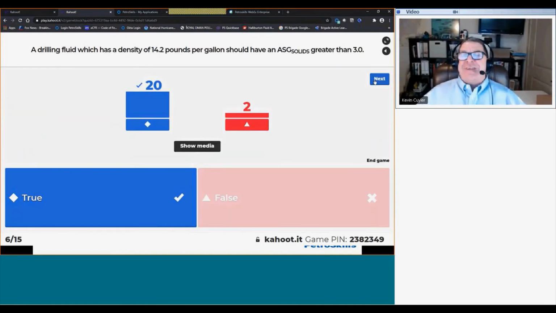And I had 20 of you select true, and you're absolutely correct. Remember that even low gravity solids have a specific gravity of 2.6, which is about 21.7 pounds per gallon. So yeah, all of those solids are going to weight up your system, so the answer absolutely is true.